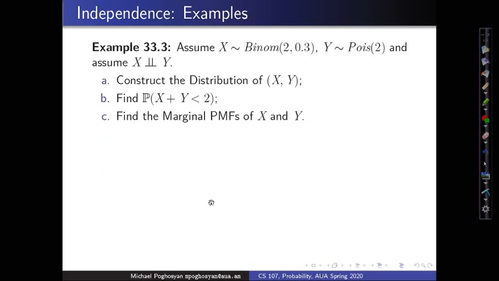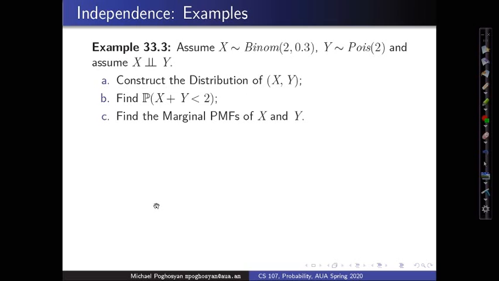Okay, the next problem. Assume X is binomial with parameters 2 and 0.3, and Y is Poisson with parameter 2. And assume that X and Y are independent. Having the individual distributions and their independence, I can obtain the joint PMF. So construct the distribution of X, Y, that is, find that joint PMF.